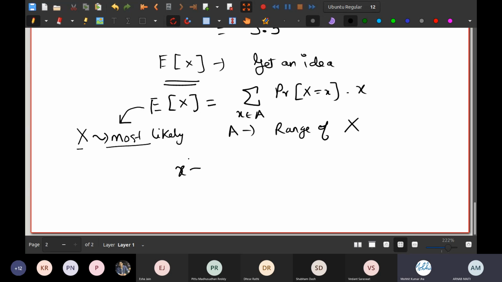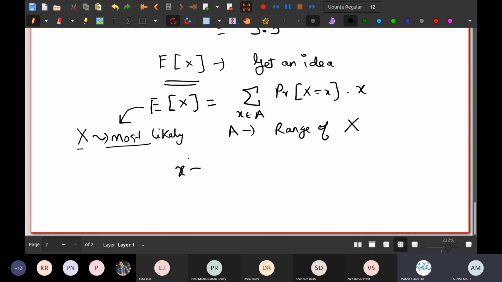Think of it this way: if we repeat the experiment enough number of times, then this is the most likely value of x which we are going to get, or something like that, maybe.